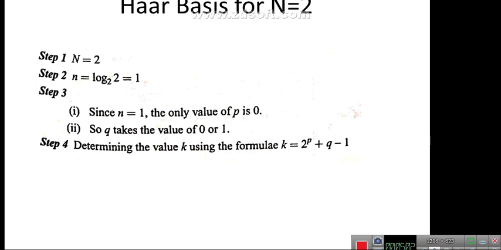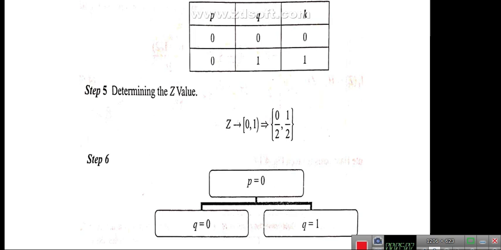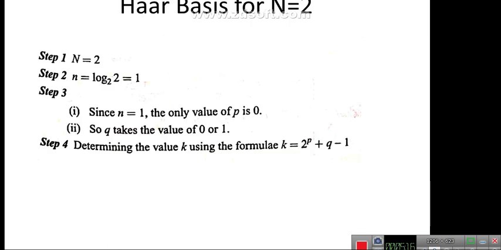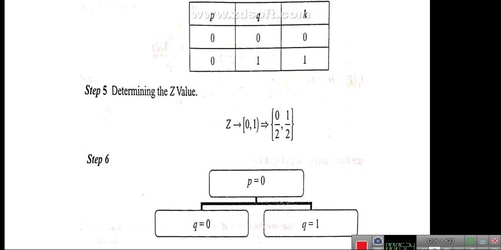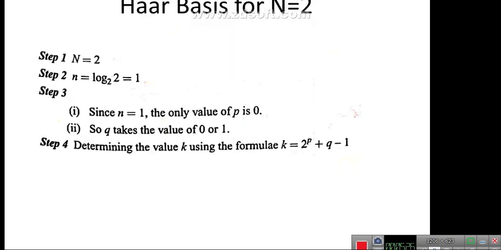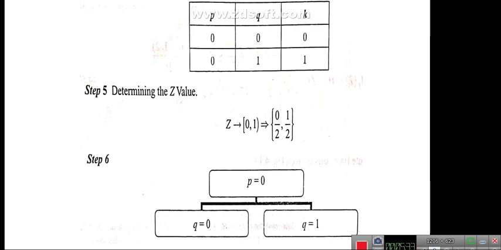Then determine the value of k using the formula 2 power p plus q minus 1. So here the p and q combinations are (0, 0) and (0, 1). Just substitute p 0 and q 0: 2 power 0 is 1, plus 0, minus 1, so 1 minus 1 is 0. K value is 0. Then substitute p 0 and q 1: 2 power 0 is 1, plus 1 is 2, 2 minus 1 is 1. So k value is 1. Then determining the value of z.